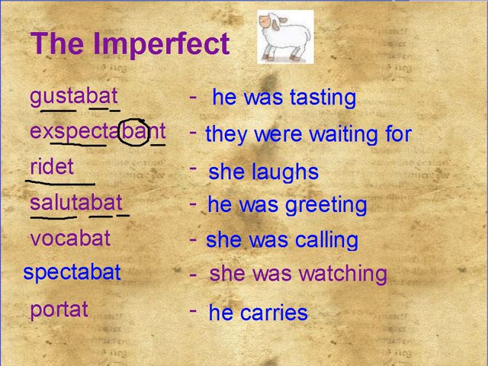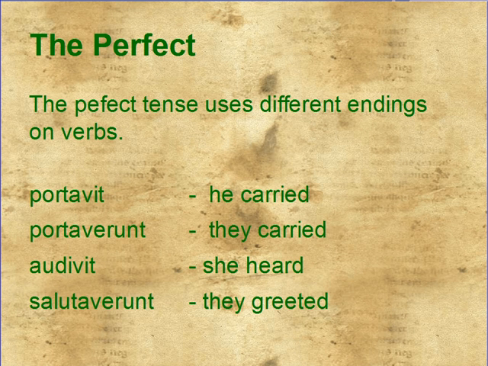The perfect tense uses different endings on verbs instead of just adding something. Have a look at these two verbs. Now you may notice right away that I have added a V to both of these, and that is true. Many verbs in the perfect tense have a V. We're going to talk more about that later. But notice especially the ending.